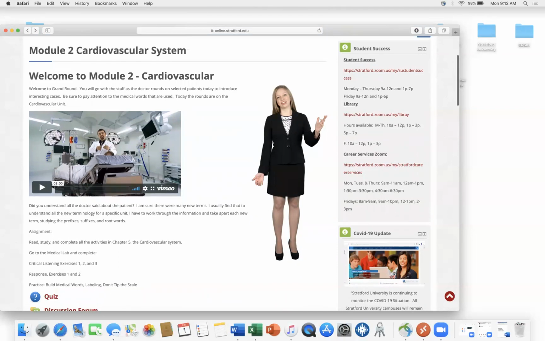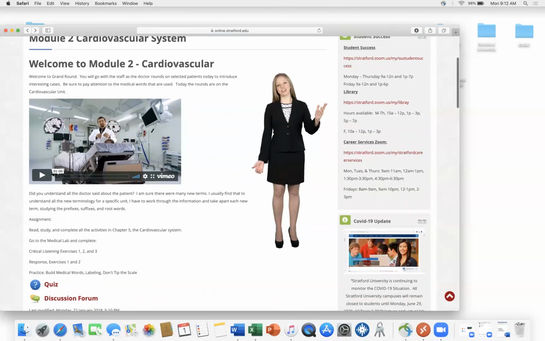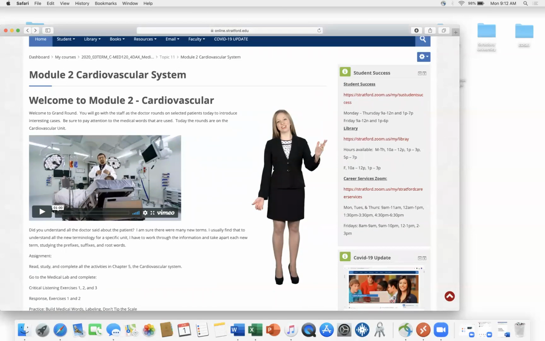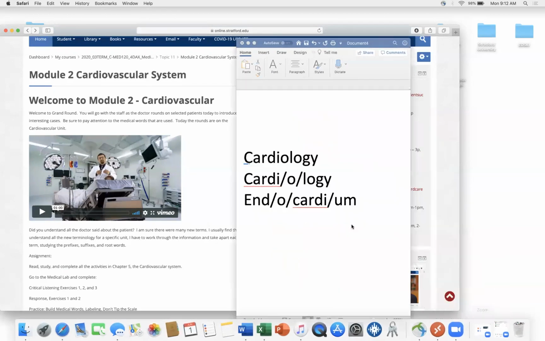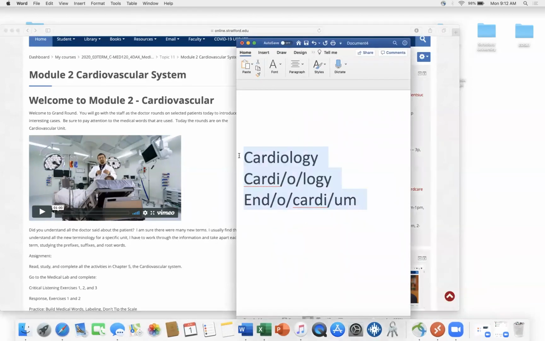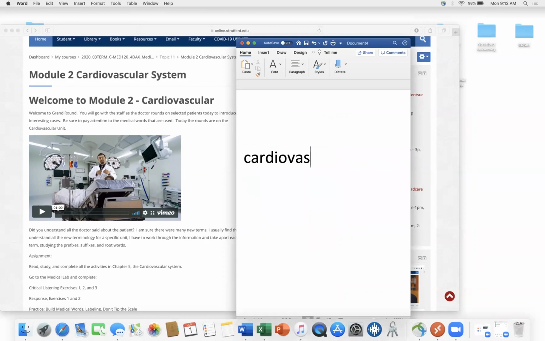But just know, get this stuff done early so that you can do more exercises and get to practice more, and that's better. So let's look at the cardiovascular. Let's look at that word, cardiovascular.